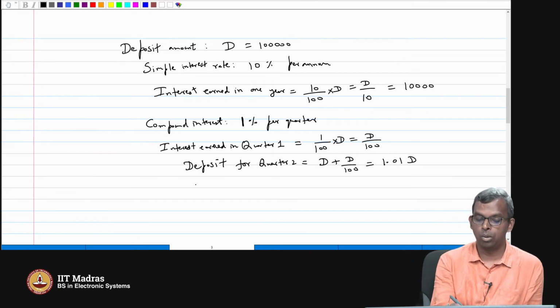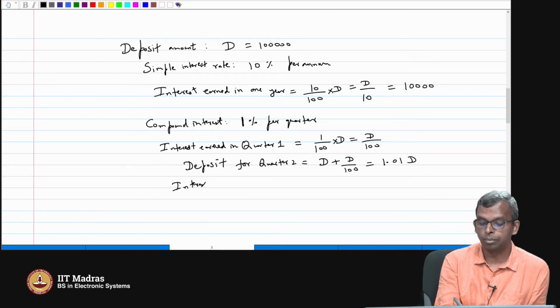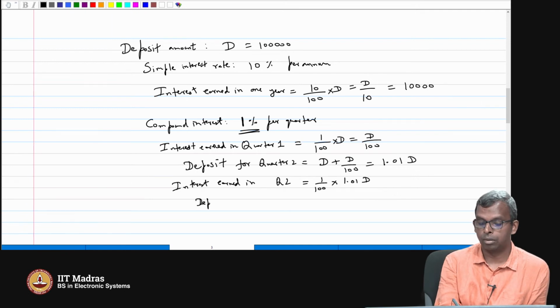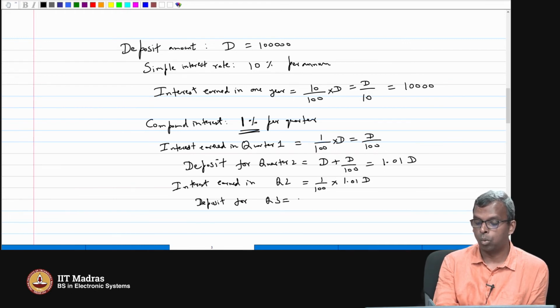So this has been deposited now. Now what is the interest earned in quarter 2? I'll write Q2 instead of quarter 2. It's going to be 1 by 100 times, so the rate remains the same, times instead of D I have to put 1.01 D. Then the deposit for Q3 is what? 1.01 D plus 1.01 D by 100. Notice interestingly, I can take 1.01 D common outside and I will get 1.01 whole squared times D.